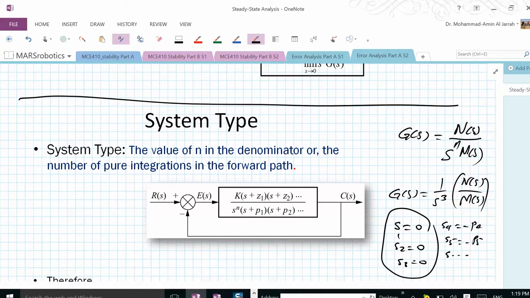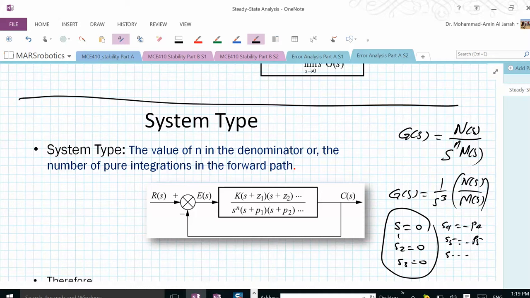So the system type tells me how many poles at the origin of the open loop transfer function. If I have a type 0 system, it means there is no pole at the origin. Type 1 system, it means I have 1 pole at the origin. Type 2 system, I have 2 poles at the origin. Type 3 systems, I have 3 poles at the origin.